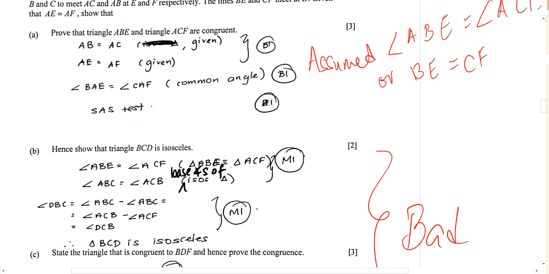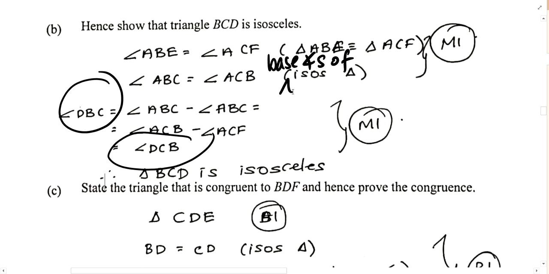Okay? Since these two angles are the same, we're going to find the difference between those two angles and you will still get the same result, because you're subtracting the same angle from the same angle. Therefore, proving that angle DBC is the same as angle DCB. Okay, any questions for this?